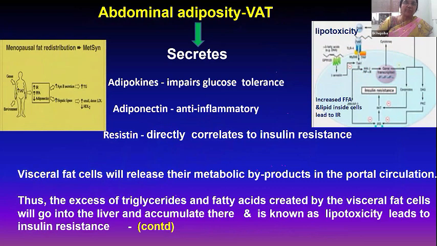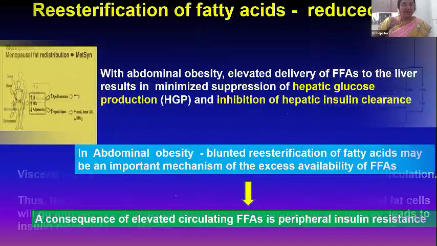So as we all know, adiposity acts as an endocrine system. It secretes adipokines, which impair glucose tolerance. Adiponectin is anti-inflammatory. Resistin directly correlates with insulin resistance, and visceral fat will release its metabolic byproducts. And there are a lot of free fatty acids, which directly enter the liver and accumulate there. This is called lipotoxicity, and it causes insulin resistance. When there are increased free fatty acids and the lipid load inside cells is increased, it causes insulin resistance.